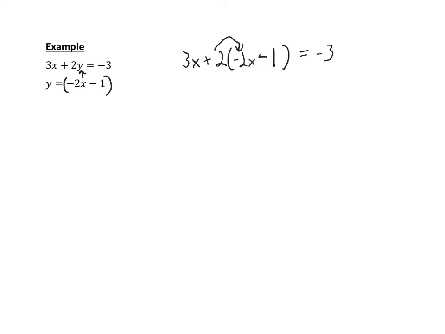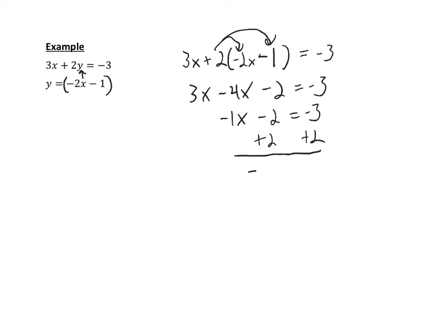So we need to distribute this plus 2. So far we'd have 3x. Positive 2 times negative 2x is actually negative 4x. Positive 2 times negative 1 is negative 2 equals negative 3. Combining our like terms, 3x and negative 4x makes negative 1x minus 2 equals negative 3. We add 2. Negative 1x equals negative 1. Divide by negative 1, and we get x equals positive 1.